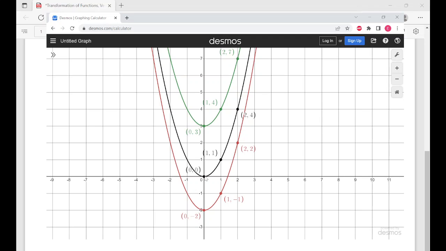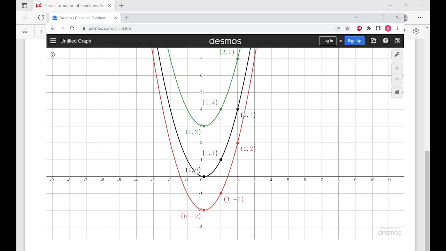Versus if we go down 2 units, that's the red square function. So instead of 0, 0, we have 0, negative 2. We just subtract 2 from y. 1, 1 becomes 1, negative 1. Again, subtract 2 from y. And then 2, 4 becomes 2, 2. We just subtract 2 again from y.